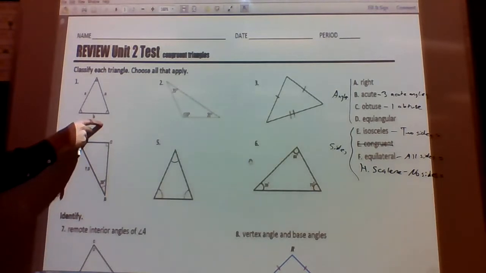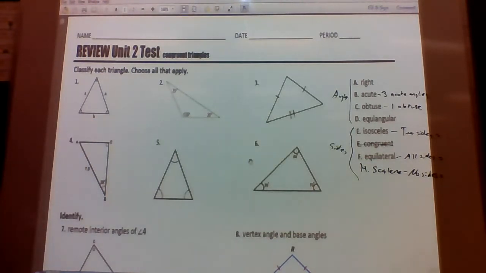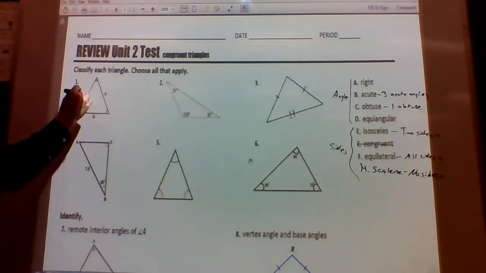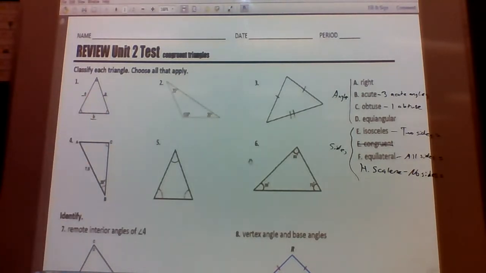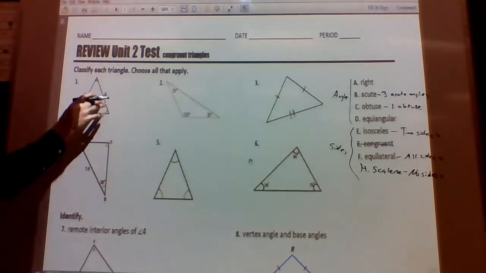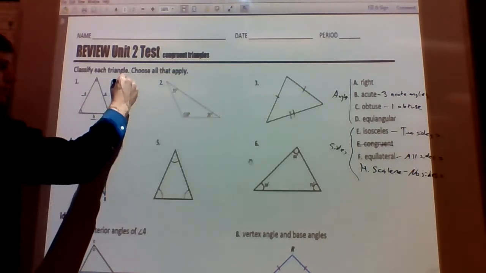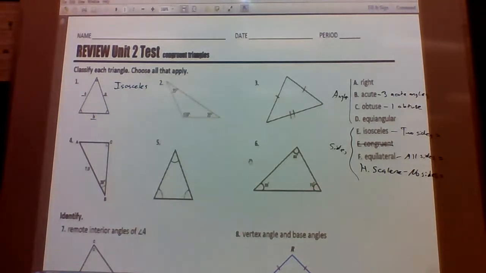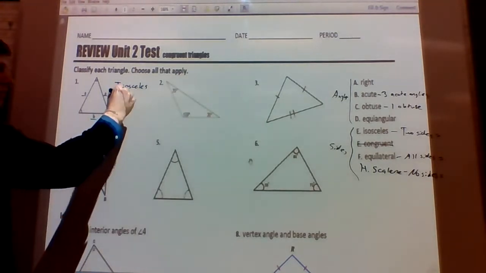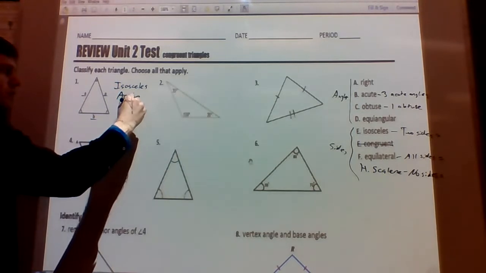So let's look at number 1. We have 2 sides that are described as being length A, and 1 side is described as being length B. So since 2 sides are the same length, this is isosceles. We then notice we have 3 acute angles. So since we have 3 acute angles, we have an acute triangle. So we have an isosceles acute triangle.